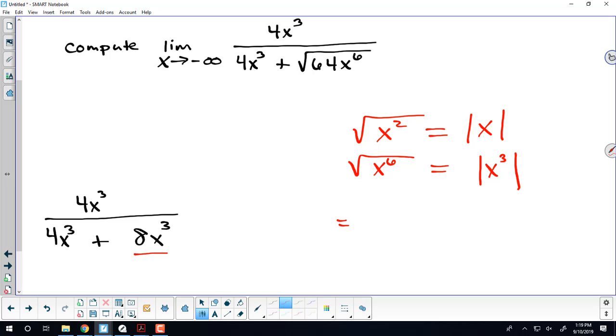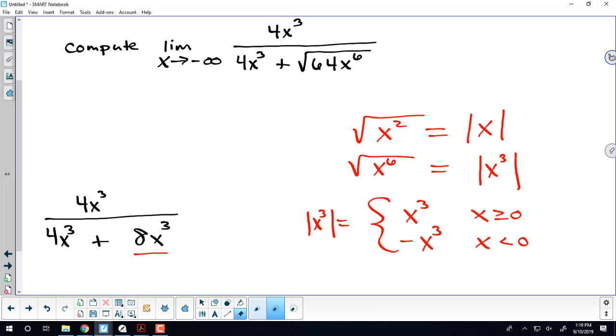So that's this function, the absolute value of x cubed. Again, this is in our notes, but it's defined as x cubed when x is larger than or equal to 0, negative of x cubed when x is less than 0. So really, you should have said the absolute value of x cubed, or even a negative x cubed would have worked if you were thinking about the context of the limit.